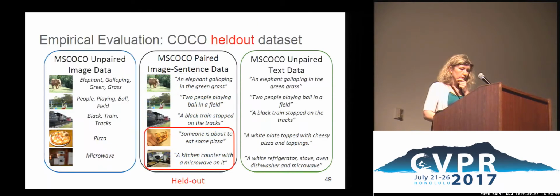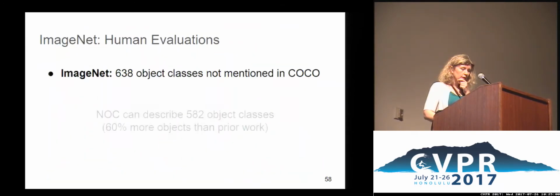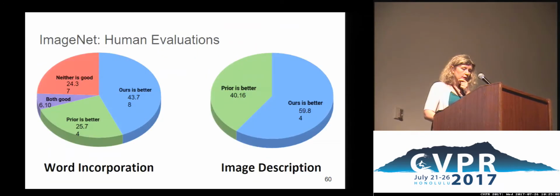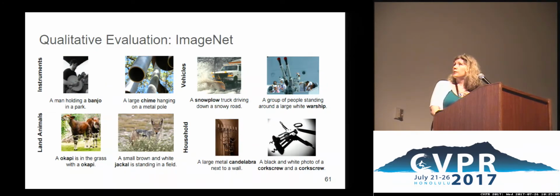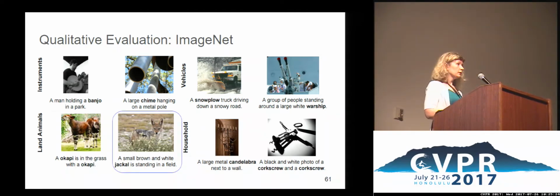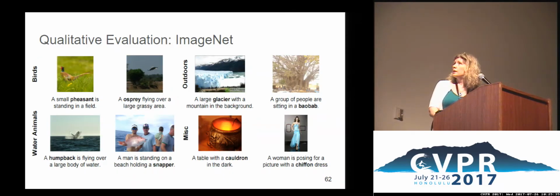I'll just show you quickly some examples here. There's an evaluation in the paper if you're interested. But here are some examples qualitatively. So these are objects that are ImageNet objects. They don't appear in MS COCO captioning data, but our model can still caption them in context. So for example, it can say, a small brown and white jackal is standing in a field. So it's transferred the word jackal from ImageNet and inserted it into this caption, so it's properly captioning that specific object.